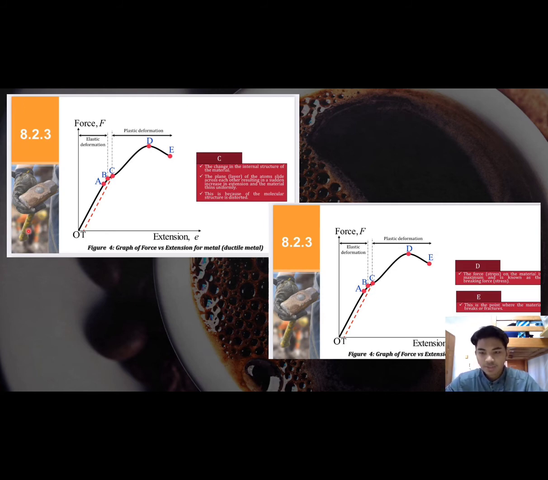Based on the graph of force versus extension, the structure of the cable wire, which is atoms, will change by moving further from each other due to the weight force at point C. This results in a sudden increase in extension. Then the cable wire will deform and finally break at point E.